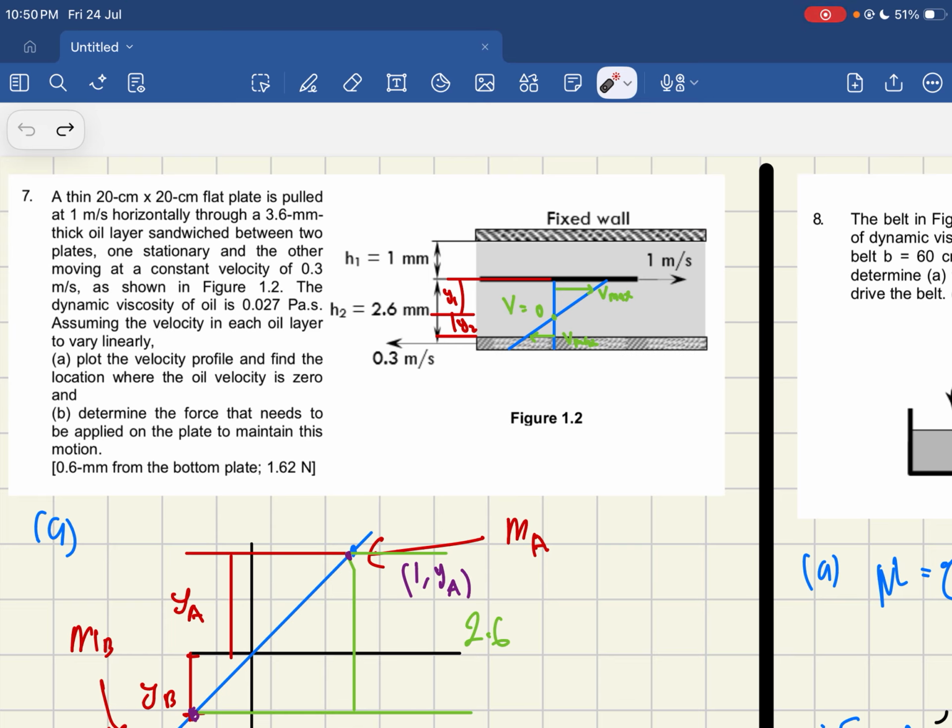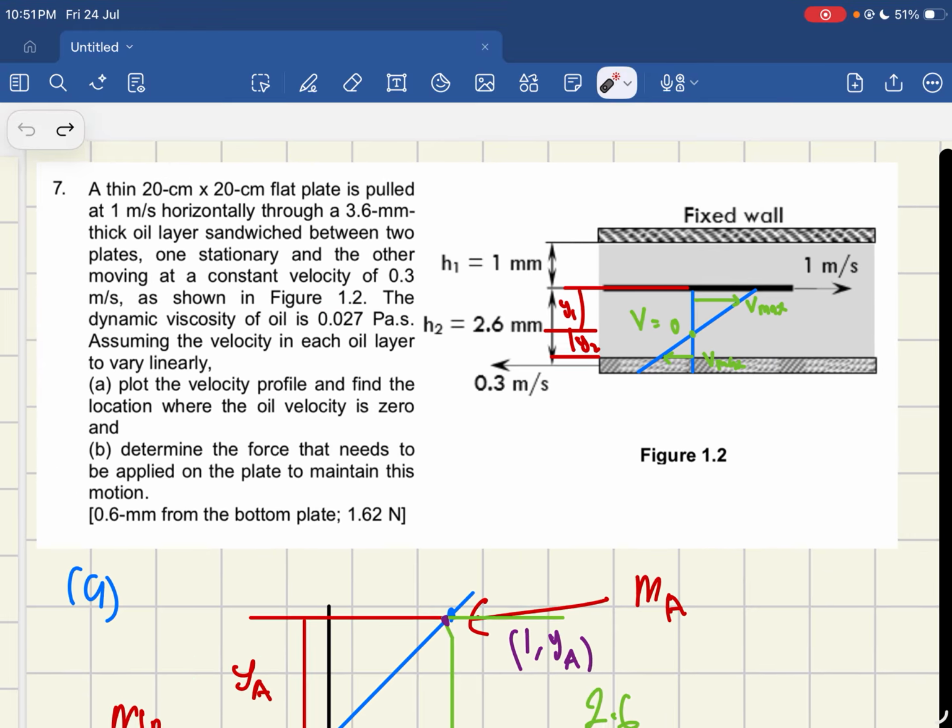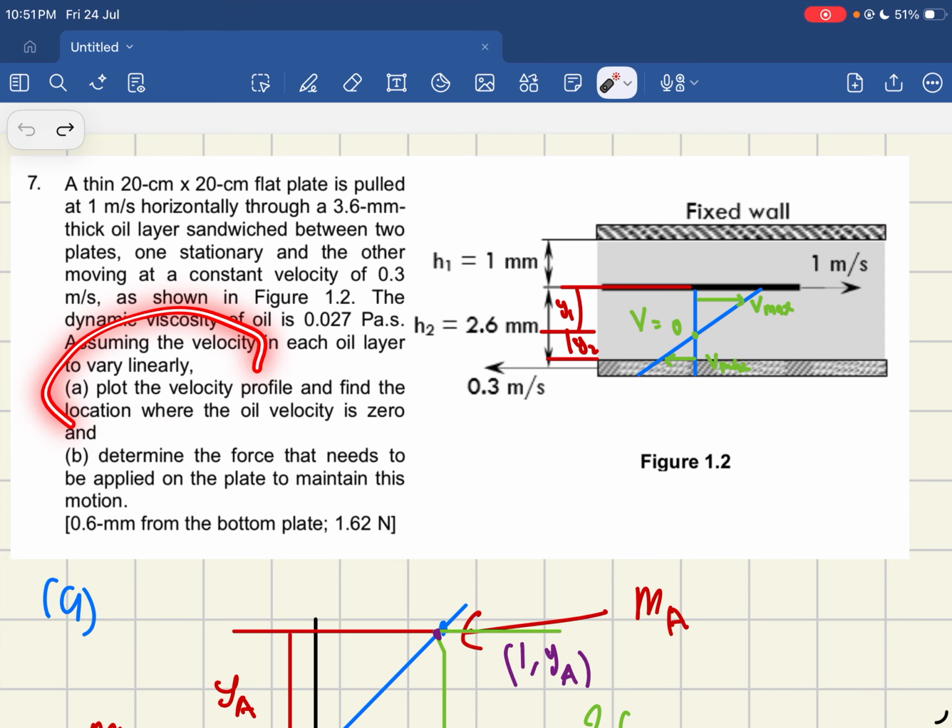Today in MBM we continue discussing question number 7. Essentially, there is a thin plate, whose thickness we can neglect, being pulled between a fixed wall and a moving wall. The plate is moving to the right with a velocity of 1 meter per second, and the moving wall is moving to the left with a velocity of 0.3. Question A asks us to plot the velocity profile.